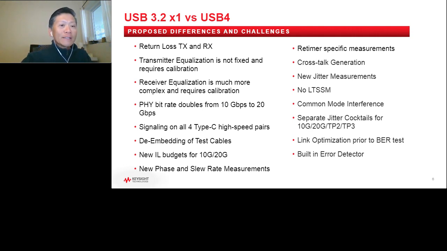In USB 4, there are 16 presets. So you must test them all, and you must also optimize the optimal preset that will be used for all future testing. This is very different from USB 3.2. To no surprise, receiver equalization is also much more complex. It requires calibration to find the optimal RxEQ to perform the long channel test.